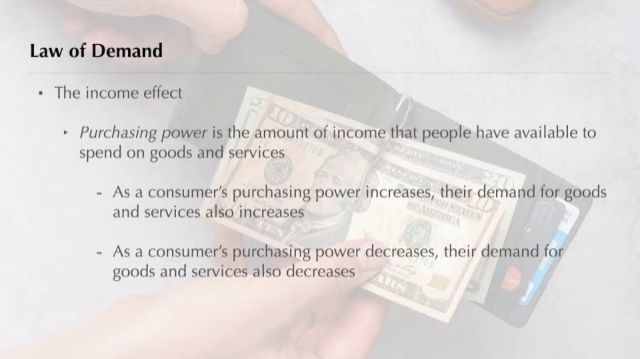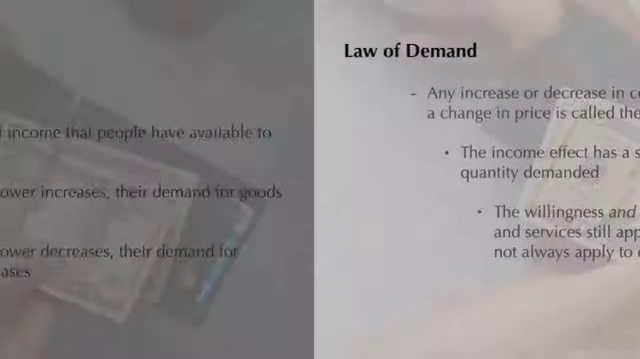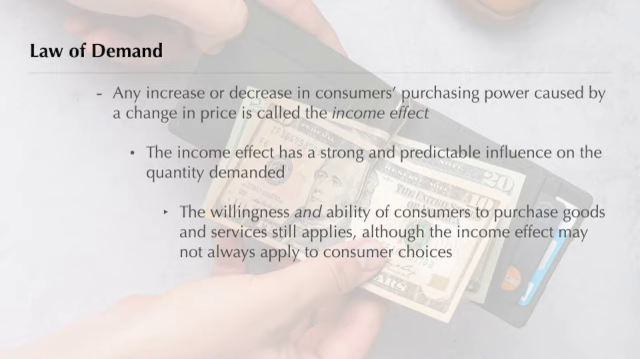The amount of money or income that people have available to spend on goods and services is called their purchasing power. As a consumer's purchasing power increases, his or her demand for goods and services also tends to increase. On the other hand, a decrease in a consumer's purchasing power tends to decrease his or her demand. Any increase or decrease in consumers' purchasing power caused by a change in price is called the income effect.